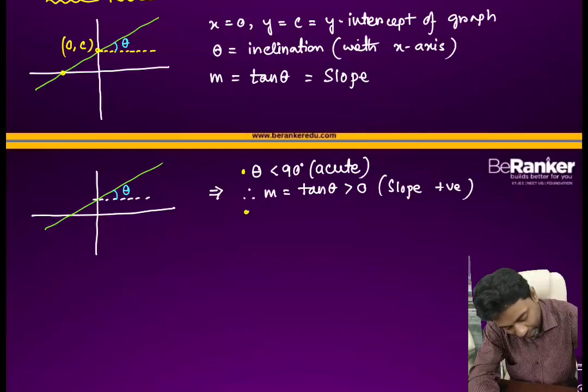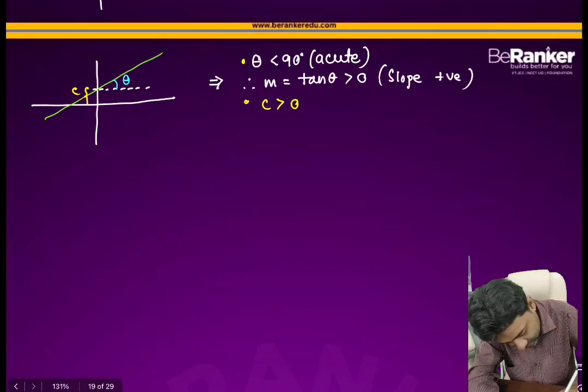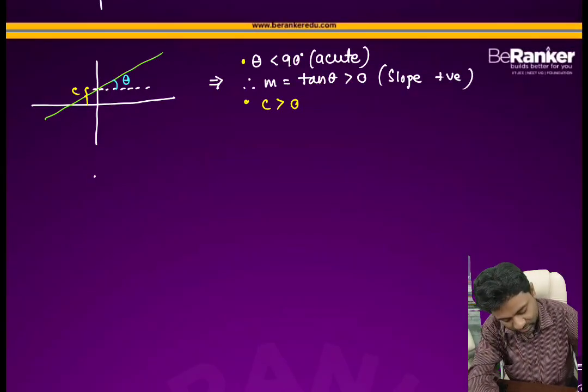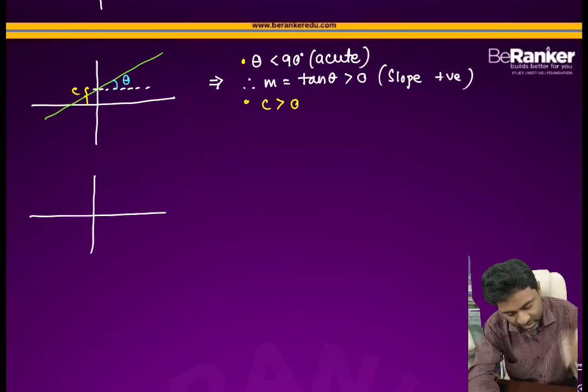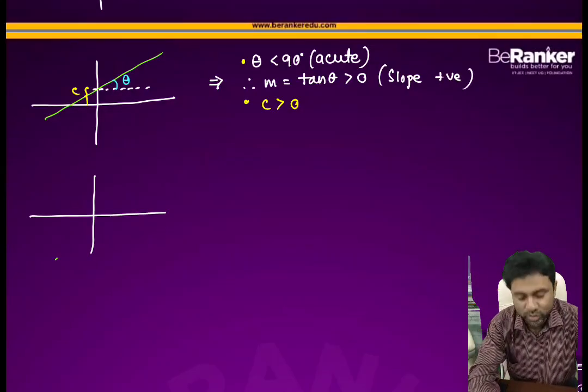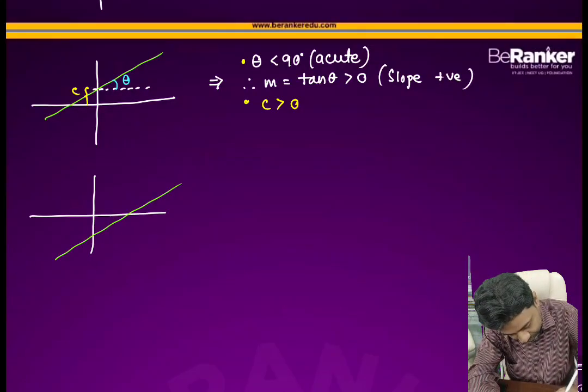And also the y-intercept is positive here. We have 2 points to understand. You can see the c here, the y-intercept, c is positive. So when c is positive and m, the slope is positive, the graph will take this form.